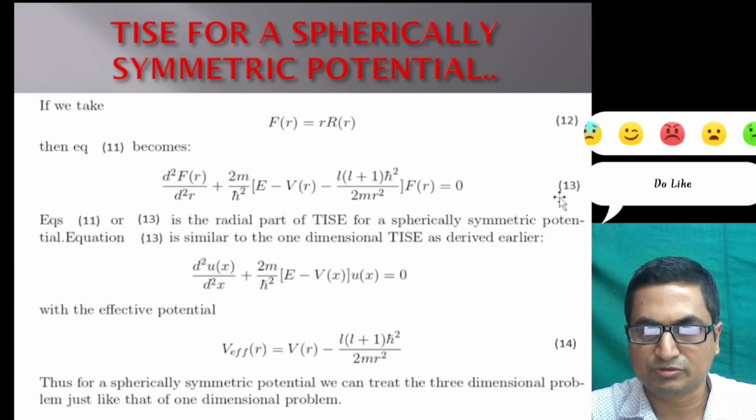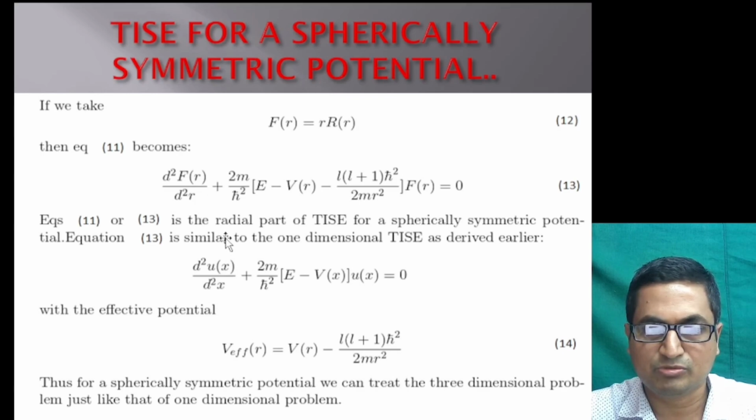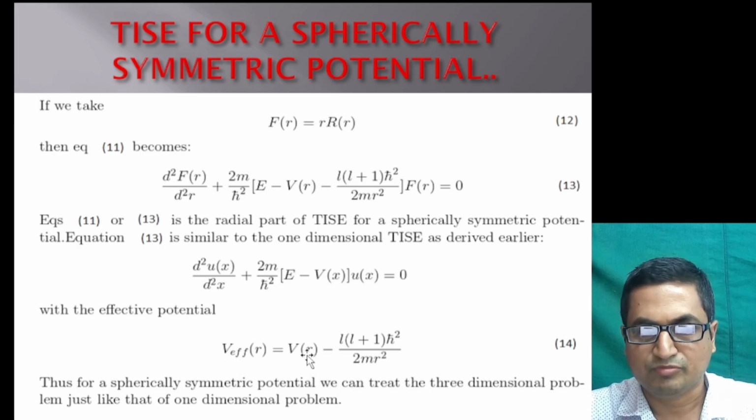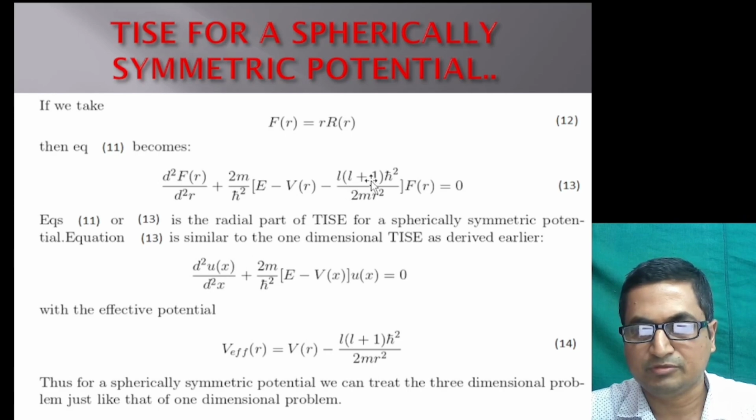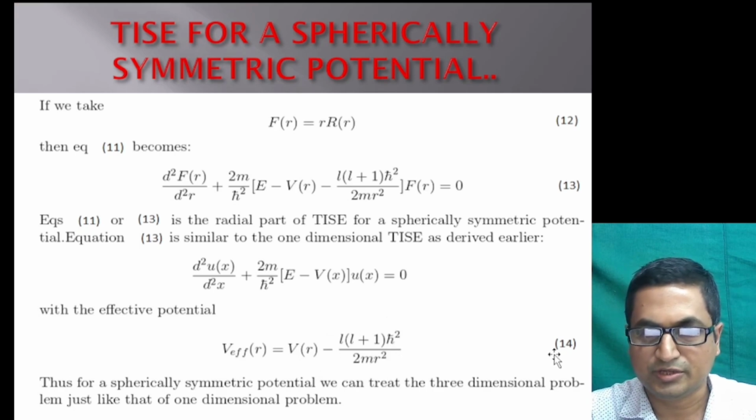If you look at equation 13 carefully, this equation is almost the same as the one-dimensional time-independent Schrödinger equation, where the potential, which we can call the effective potential, is equal to V(r) minus L into L plus 1 h squared by twice m r squared. This whole part represents a potential known as the effective potential. The effective potential contains both the original potential as well as the centrifugal potential. The second term is known as the centrifugal potential in equation 14.